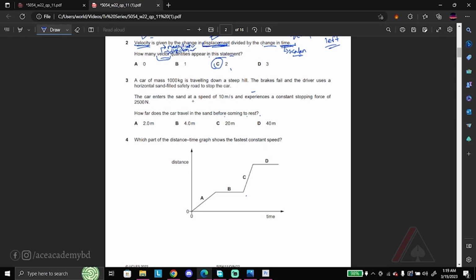It shows a car of mass 1000 kg traveling down a steep hill. The brakes fail and the driver uses a horizontal sand-filled safety road to stop the car. The car enters the sand at a speed of 10 meters per second and experiences a constant stopping force of 2,500 newtons. So this force basically stops the car. How far does the car travel in the sand before coming to rest?